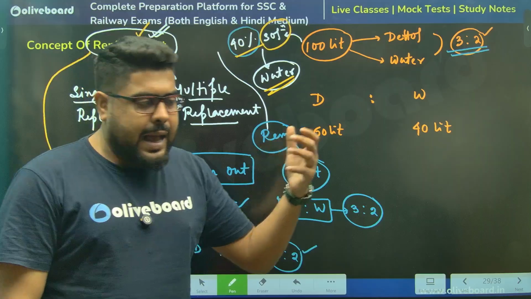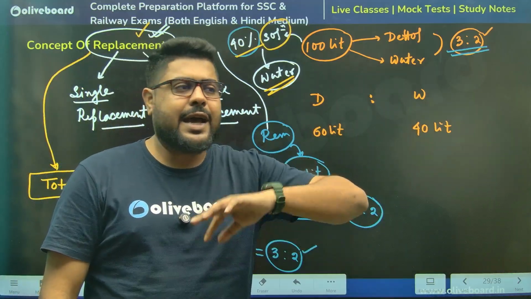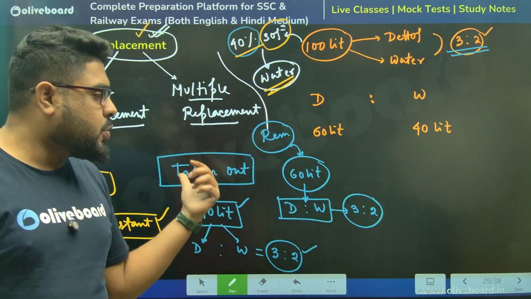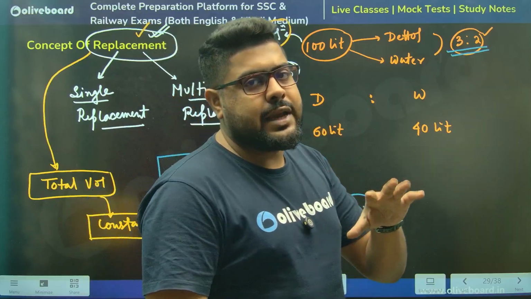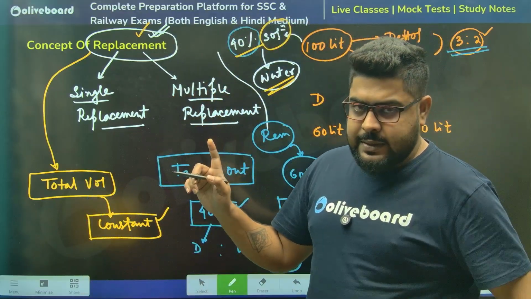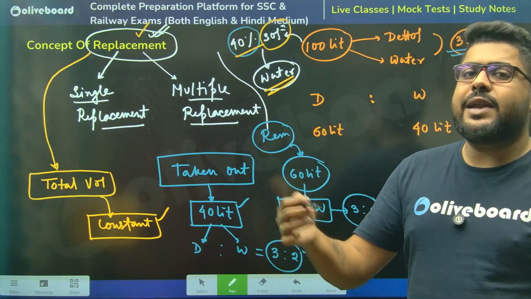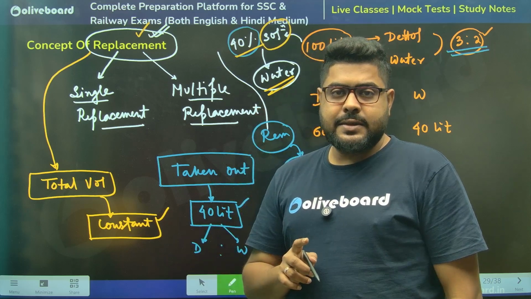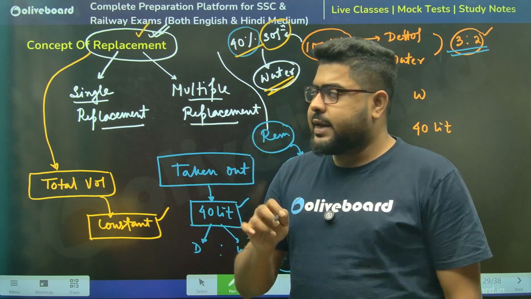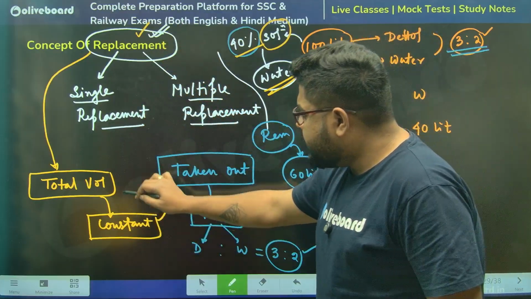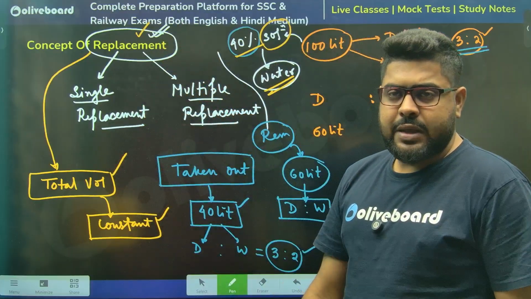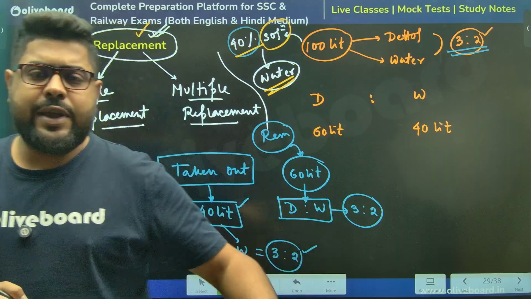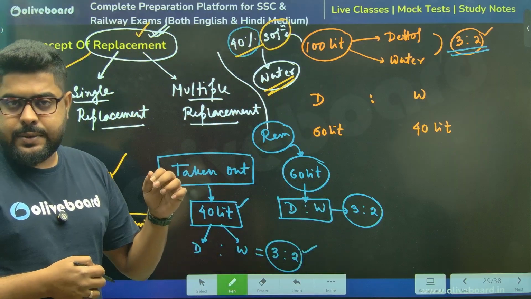If I say I have taken out 10 liters, but I have replenished only 5 liters, there I cannot say the total volume is constant, because this is not a pure replacement. Here I have replenished 5 liters less, so my total volume will decrease by 5 liters. Keep that in mind. But in case of pure replacements, total volume will always be constant. And 99% of the questions that you can expect will be based on pure replacements.